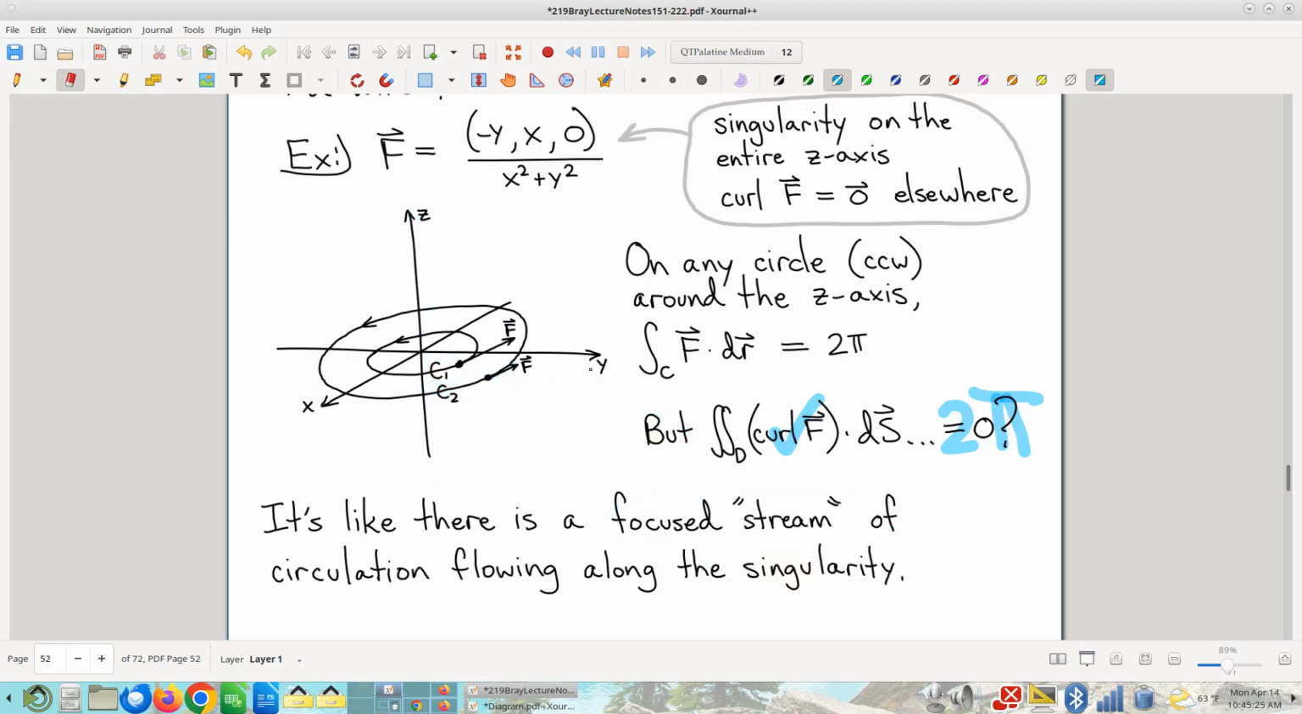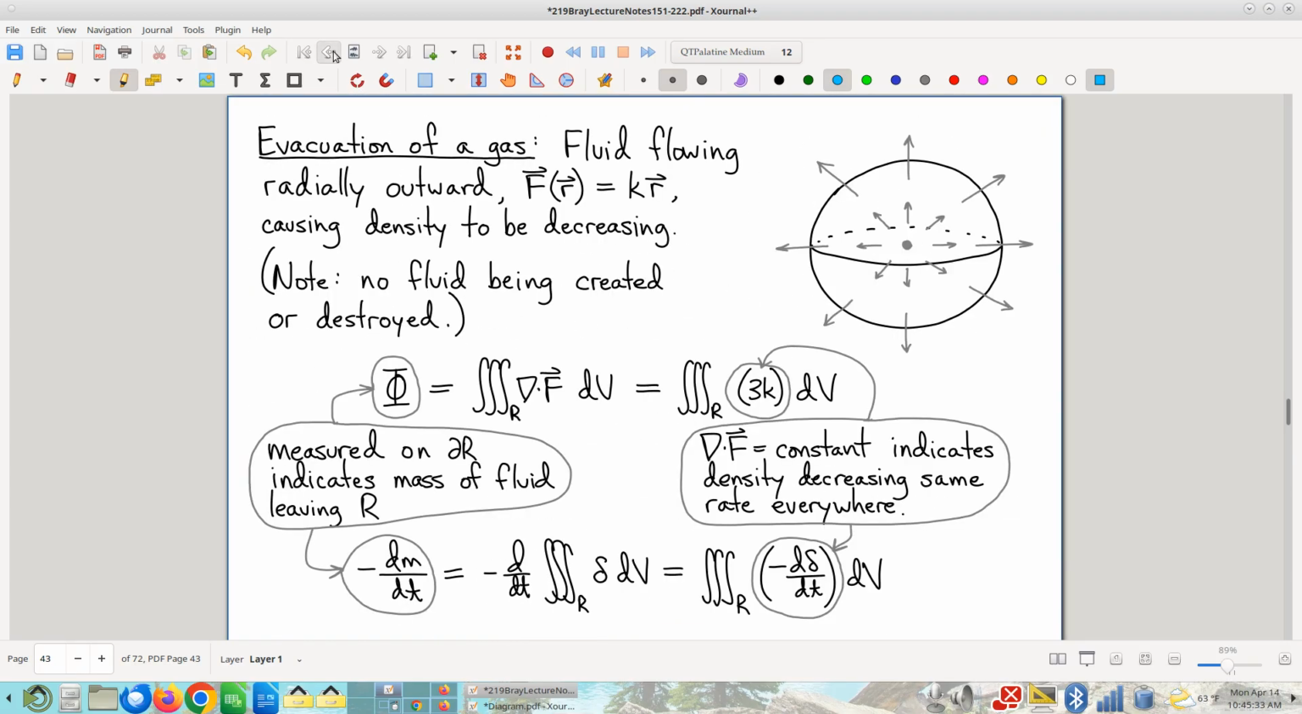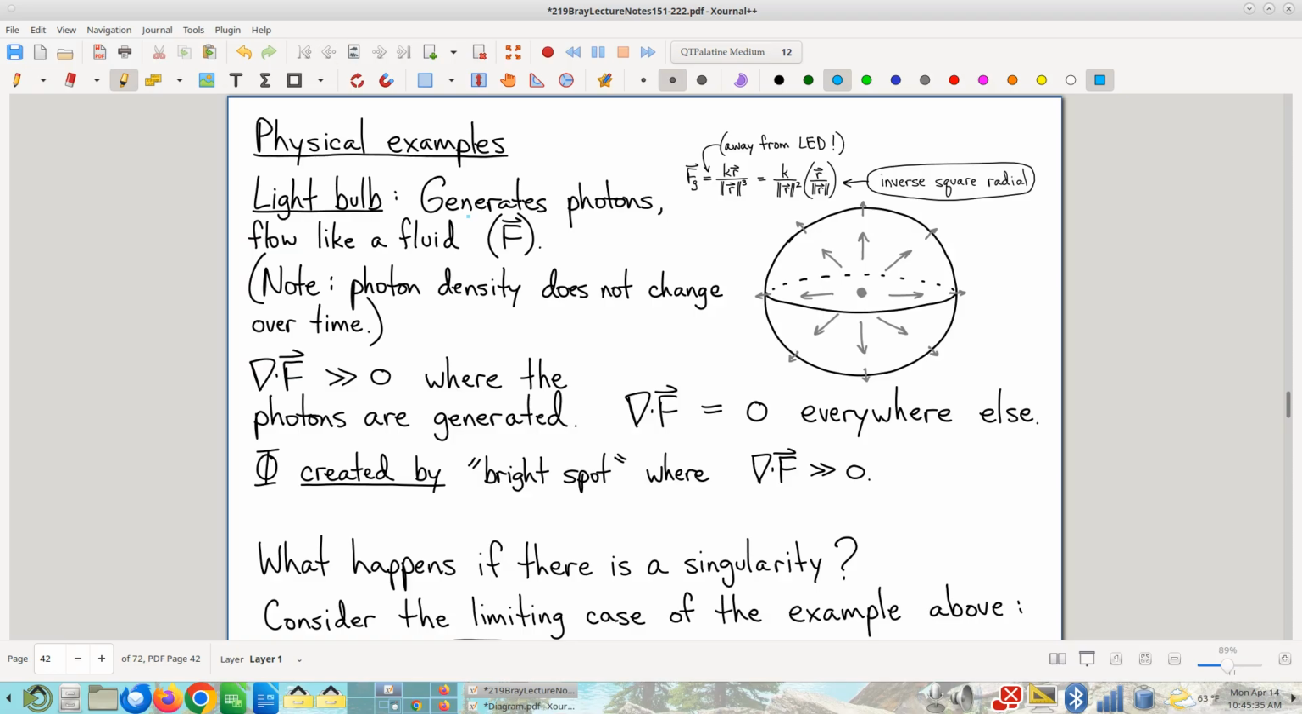So, and then again, does this actually make physical sense? Well, if you go back to the light bulb, again, if I can remember where it is. Yeah, you go back to the light bulb.